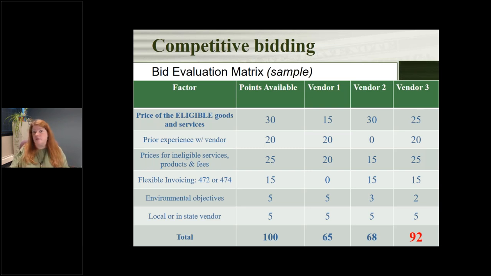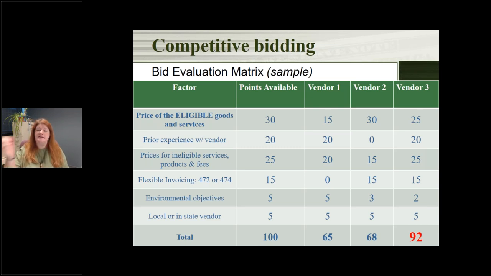Do I know their customer support? What do I know about them? And you assign points that they can earn for each of those things. Price, they have to be able to earn the most points. As you can see here, they can earn up to 30 points for their price, and then everything else is just less points, adding up to a total of 100.